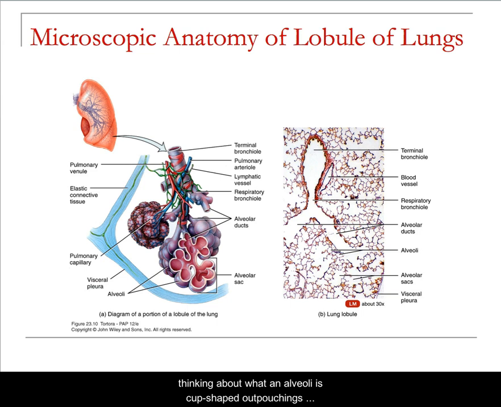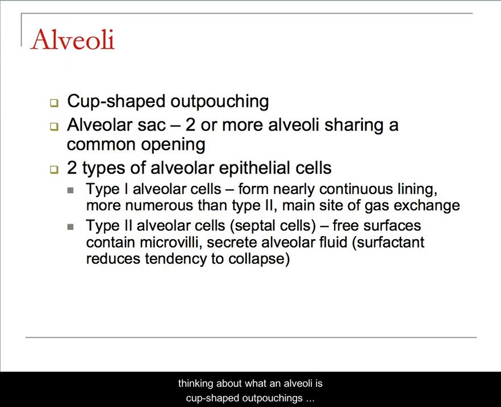So let's finish off this by thinking about what an alveoli is. And these are cup-shaped outpouchings that are made up of two types of cells, type 1 alveolar cells and type 2 alveolar cells. And that's where I'll stop. We'll actually pick up at this slide when we come back.